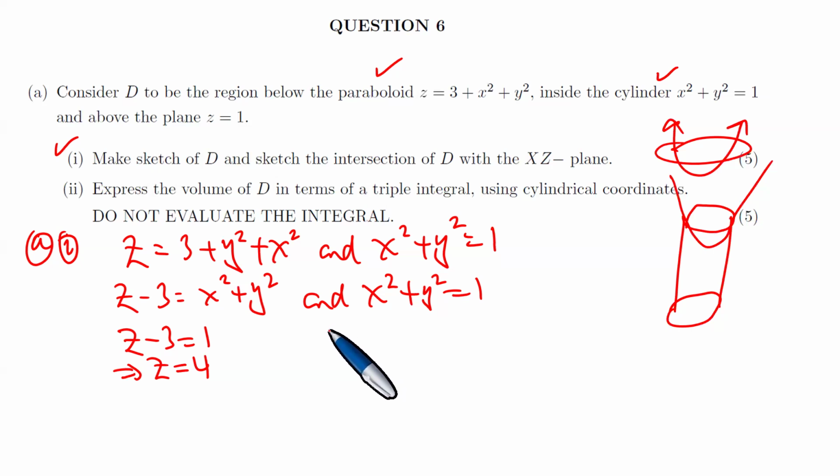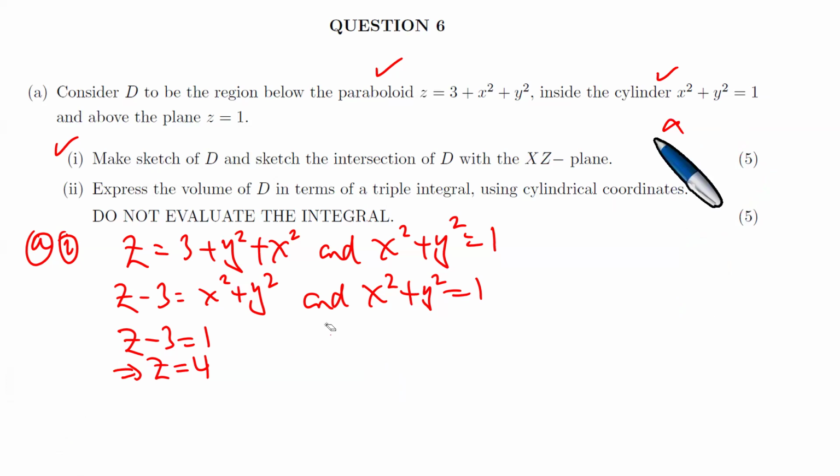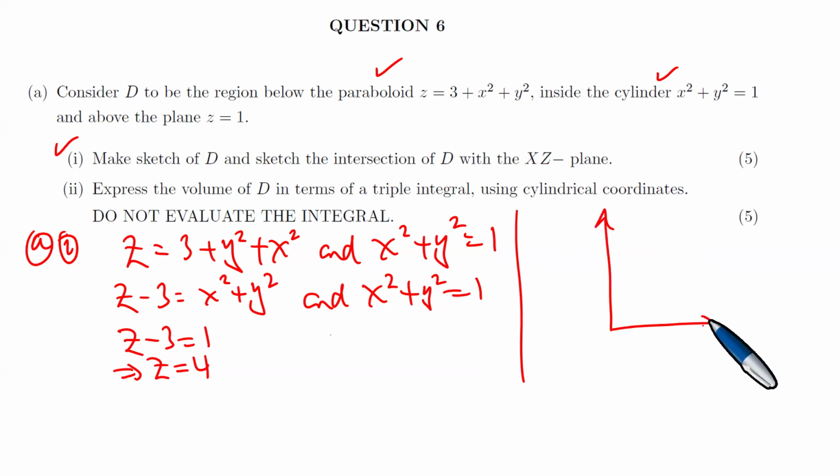Okay, now we analyze what that means. So at the point at which we have this, it means therefore you'd have the following sketch. Right, so you have the following sketch. z, y, and x.